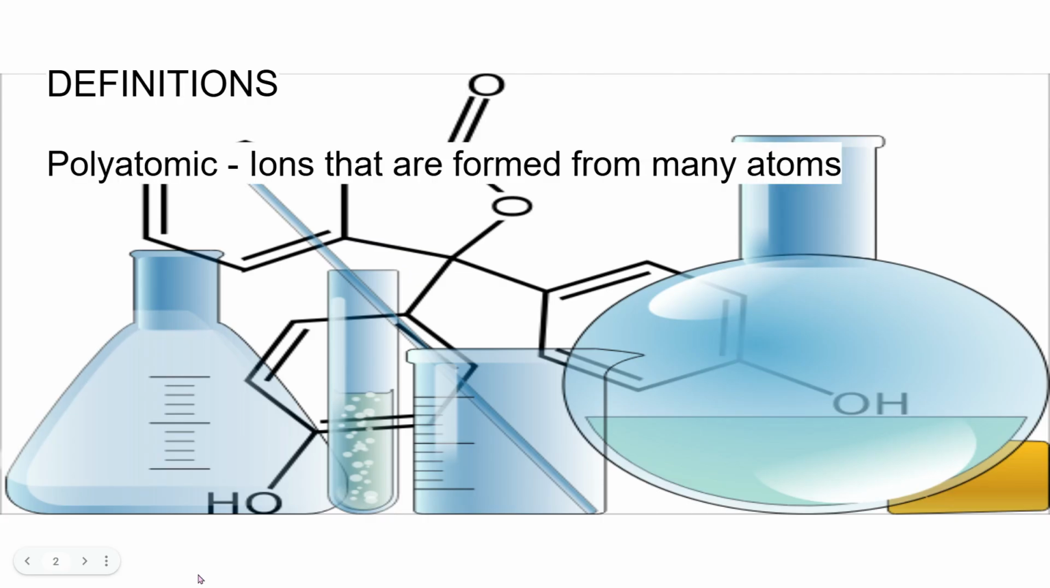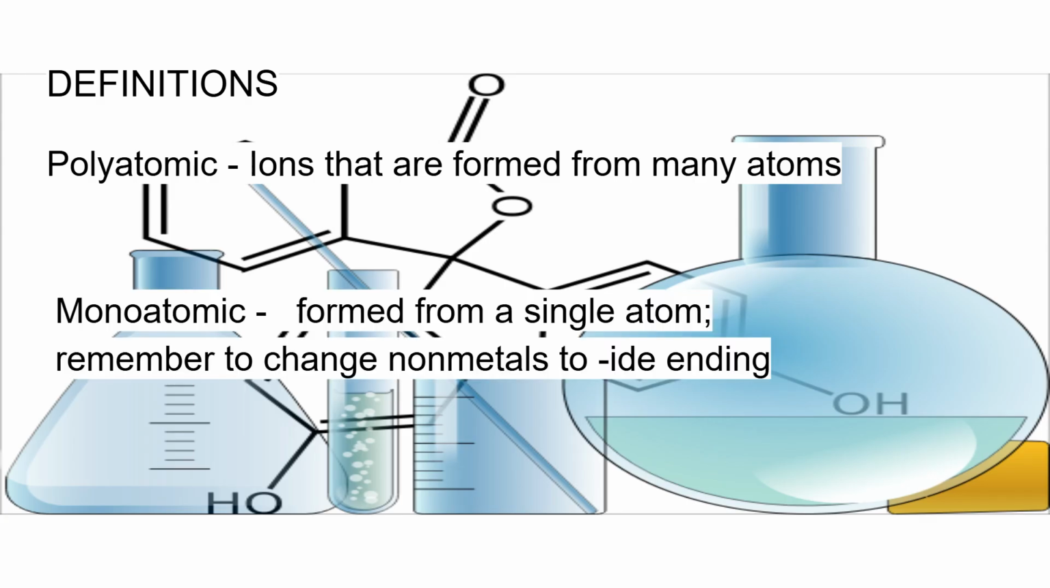Definitions. A polyatomic ion is an ion formed from many different atoms, and a monatomic ion is formed from a single atom. Remember to change nonmetals to "-ide" for polyatomic ions. So for the numbers, there are positive charges and negative charges. The positive means you're losing electrons, and the negative means you're gaining electrons.